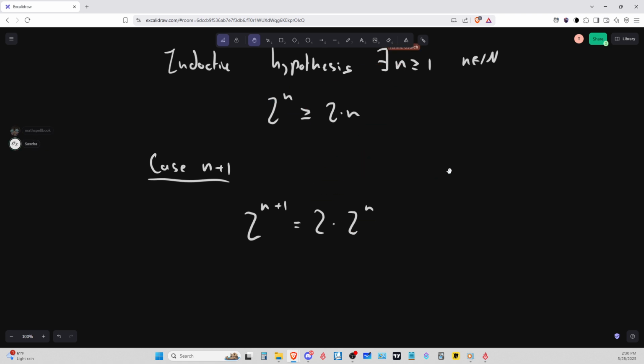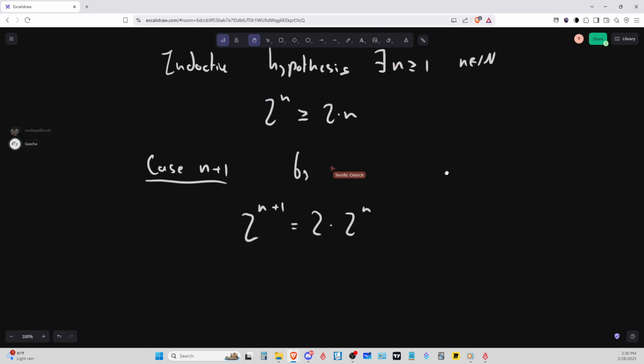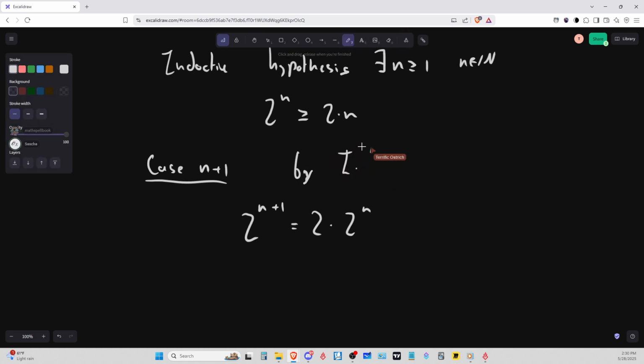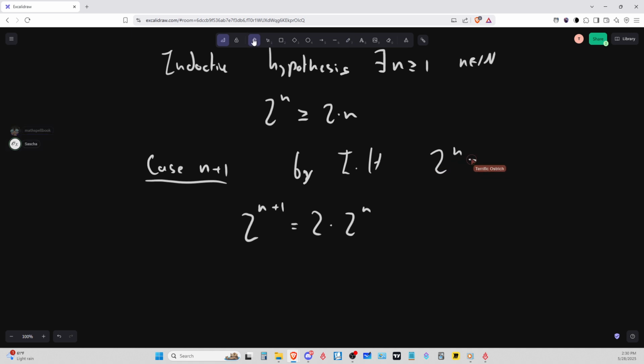Maybe I will just write on the top: by inductive hypothesis, sorry, I'm writing like it is French. We have that 2 exponent n is bigger or equal to 2 times n. So we're going to apply this to this, and what we're going to get is the following.